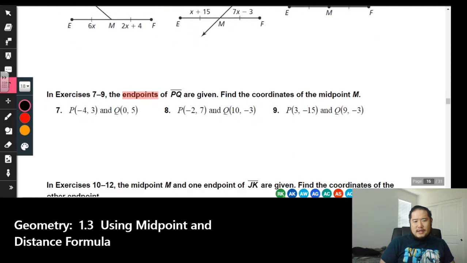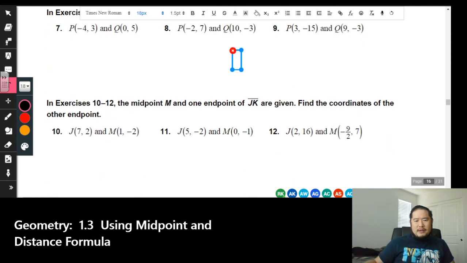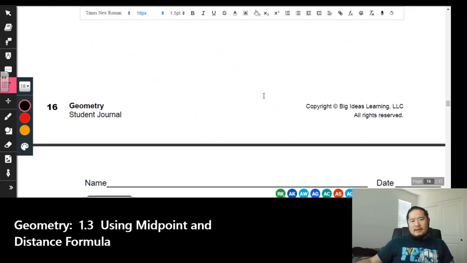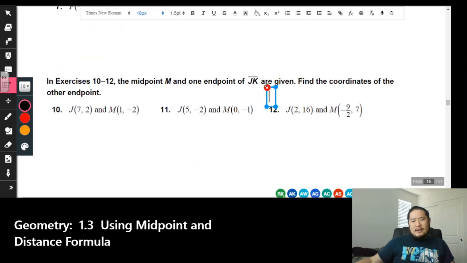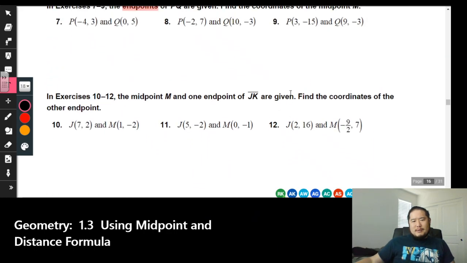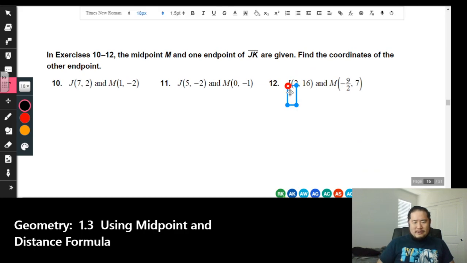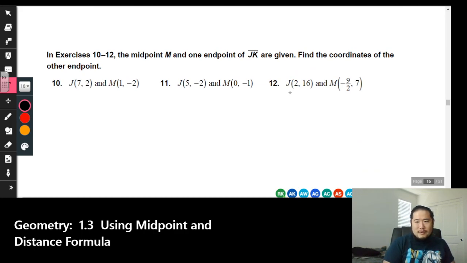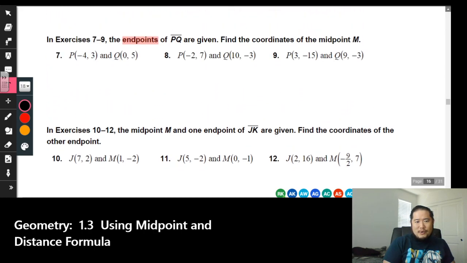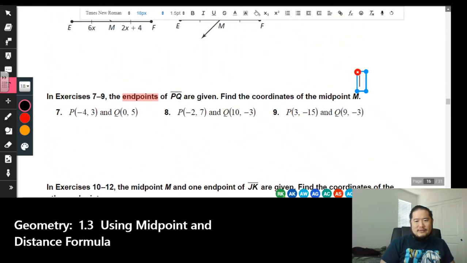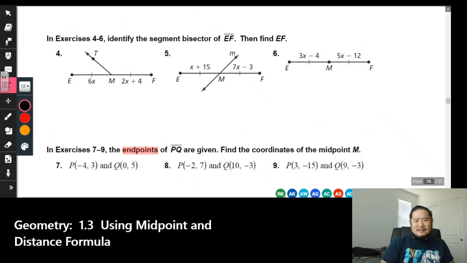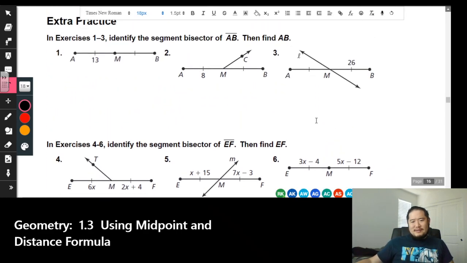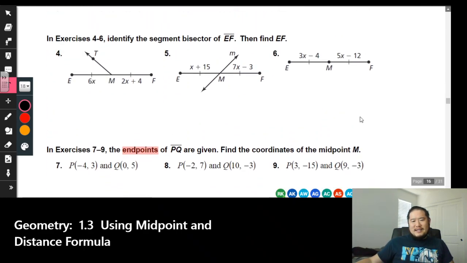These questions are saying the endpoints of segment PQ are given. My computer is on the fritz. It keeps scrolling around randomly. Hopefully that won't be a problem next time. So once again, we are taking a look at number 7, as long as it stays in one place. Gotta love technology.